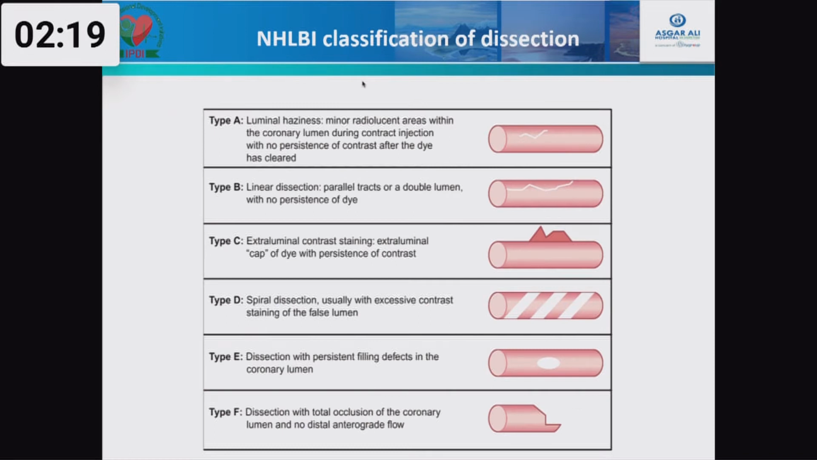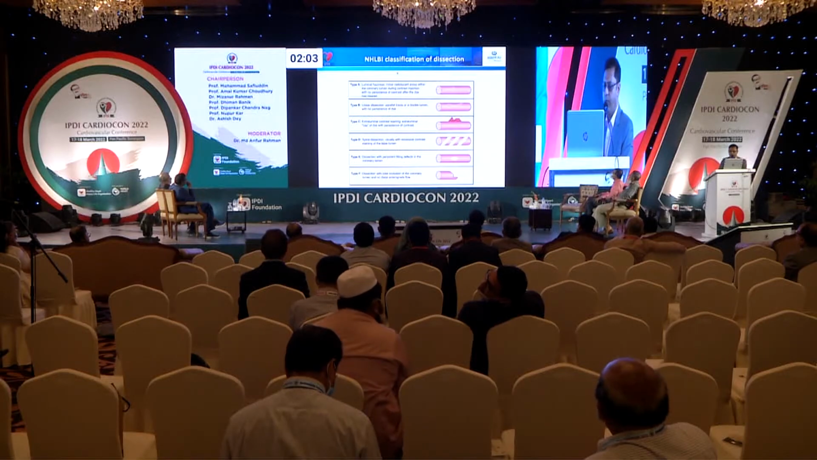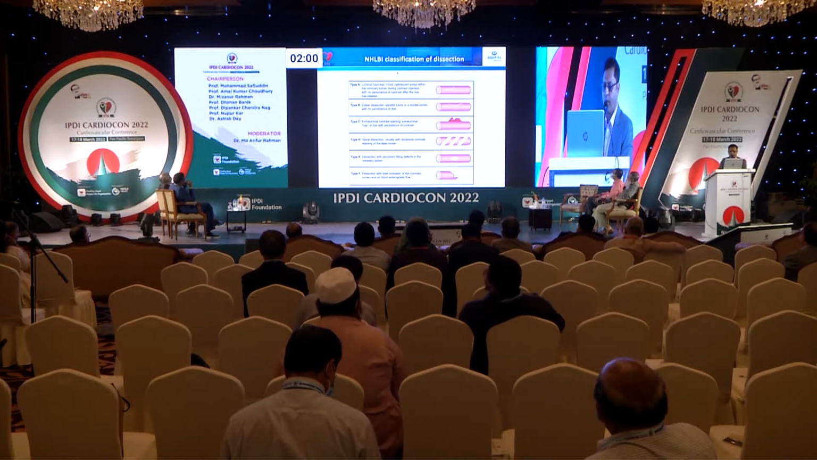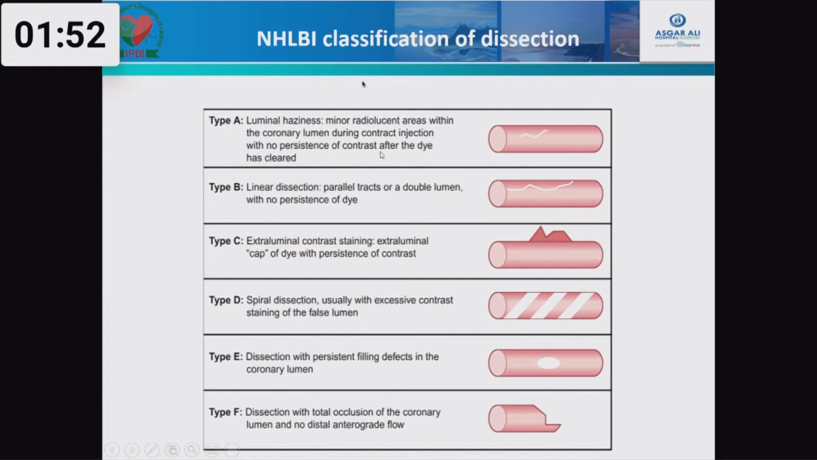So let us see the classification of dissection. This is the NHLBI classification. You can see here the type A to type F classification. Type A and type B usually are benign dissections, but type C to type F are malignant. I think the morbidity and mortality is very high in this scenario. If you look at type A, that is luminal haziness only, but there is no persistence of dye. But in type B, the linear dissection, but no persistent dye. So at this moment, I think that my case may be a type B dissection.